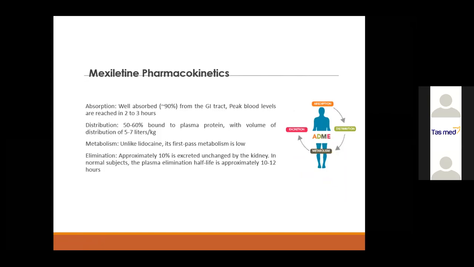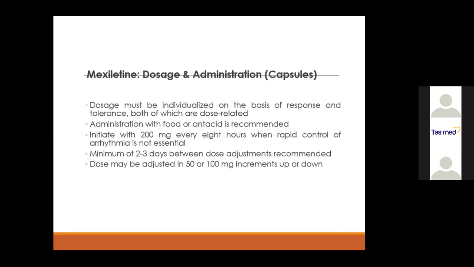Mexiletine is well absorbed from the GI tract. The peak blood levels are reached in 2 to 3 hours. The first pass metabolism is low, and 10% of it is excreted in urine. So the dose is individualized on the basis of response and tolerance, both of which are dose related. Administration with food or antacid is recommended.